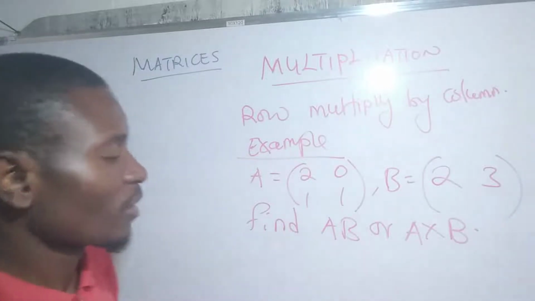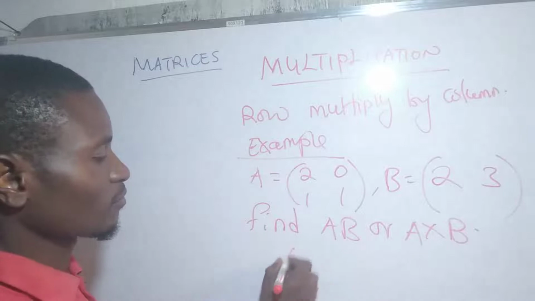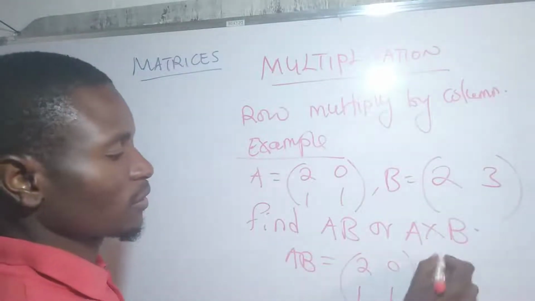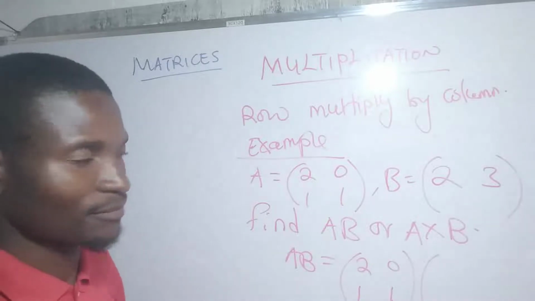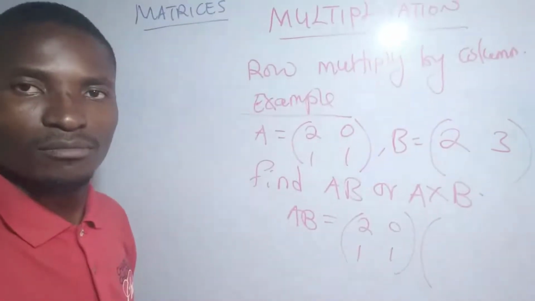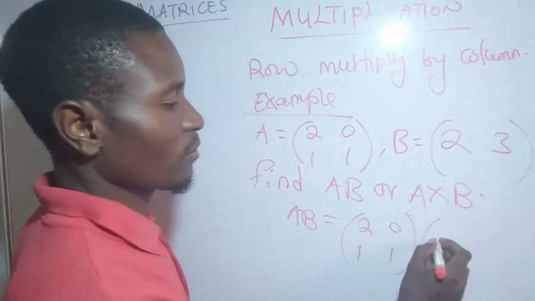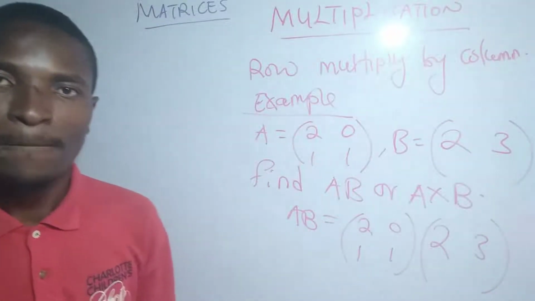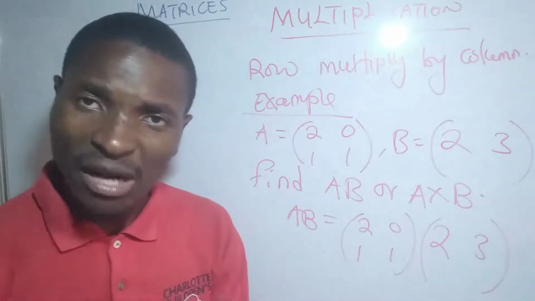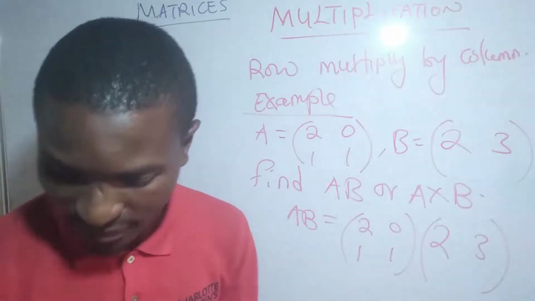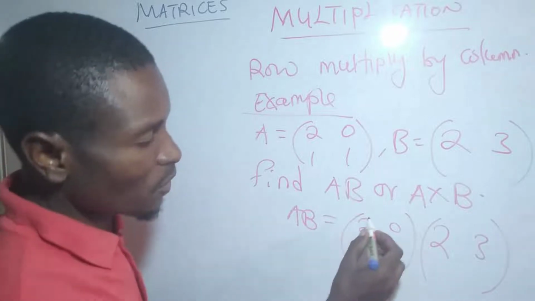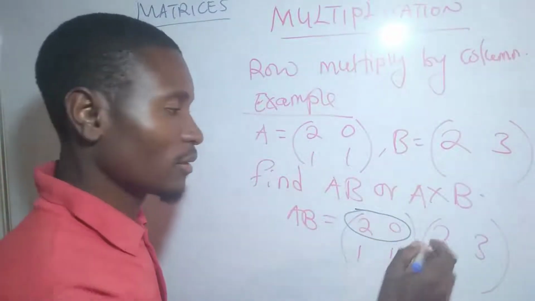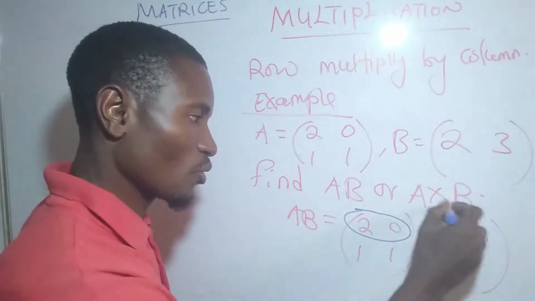So now the way you multiply is that AB is going to be [2, 1; 0, 1] times [2; 3]. Now if you want to understand how to multiply matrices, this is how we do it. You always start with a row and then go into the column.